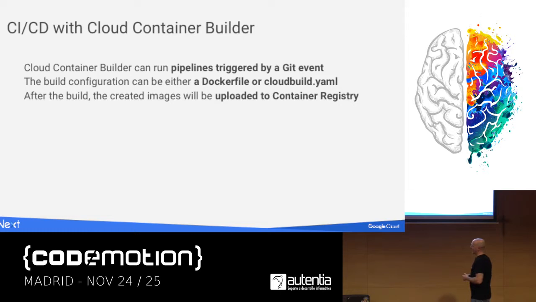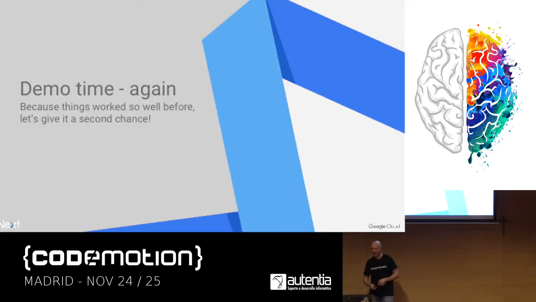So basically, you have a Git repository trigger, and then your configuration can be specified with either a Dockerfile or cloudbuild.yaml, and this is going to be automatically uploaded to Container Registry. So let me show you what that looks like.